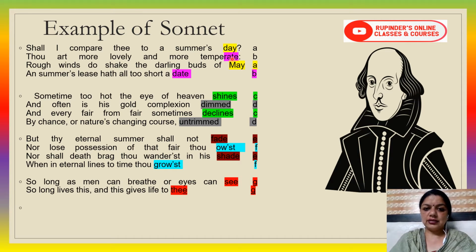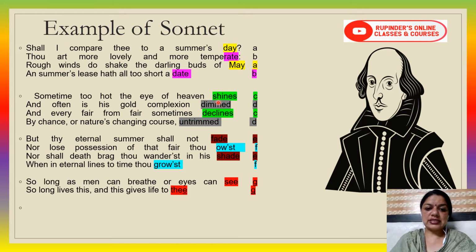See, day, then temperate, May, date. So day, May, rate, date. This is how we have to find out the rhyme scheme. So if the first word has been assigned A, and the word changes, we are going to change the alphabet as well. So A, B, then day followed by May. This is again A, B, A, and then date. This is A, B, A, B.